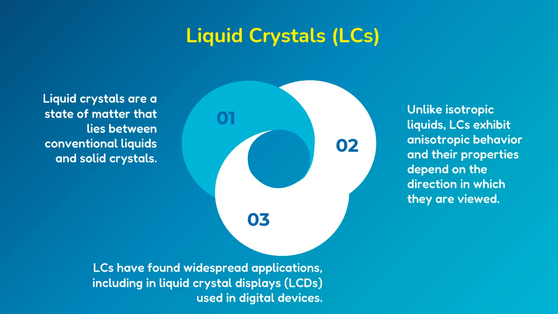Liquid crystals are a state of matter that lies between conventional liquids and solid crystals. Unlike isotropic liquids, liquid crystals exhibit anisotropic behavior and their properties depend on the direction in which they are viewed. Usually it is defined by a director. So you must be aware of these things. The liquid crystals also have widespread applications, including liquid crystal displays used in digital devices. This must be familiar to you.